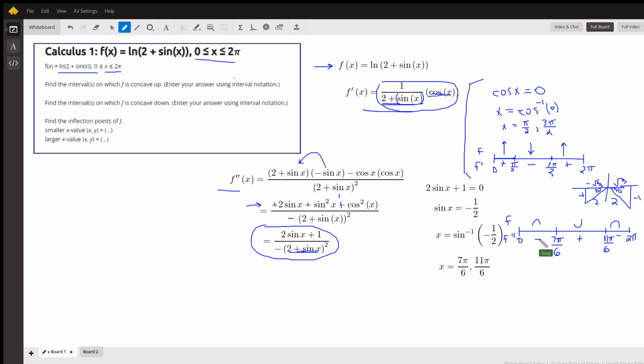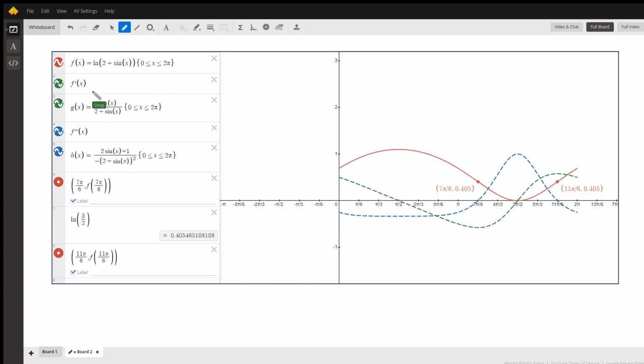And these are the signs of the second derivative in each of these intervals: concave down, concave up, concave down. You can pick test numbers in each of these intervals, plug them into the second derivative, and see if you get a negative or a positive number. I'll leave that to you. Here's what it looks like.